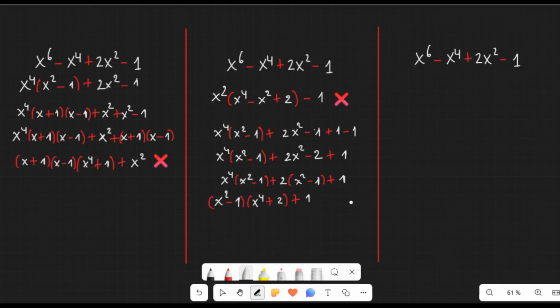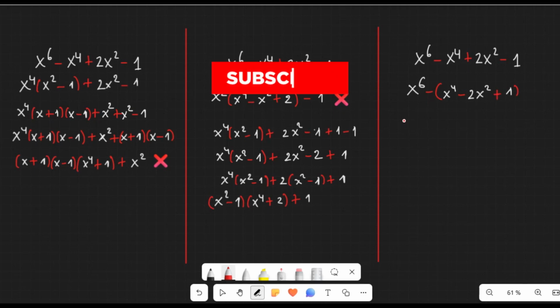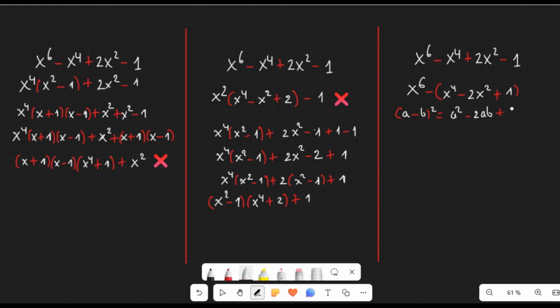Finally, in the third column, we try the definitive strategy that will lead us to the result. We extract a negative sign, grouping the last 3 terms and carefully inverting all their signs. We recall the powerful algebra formula of the perfect square binomial a minus b squared. We notice our parenthesis follows this rule, and we compress it to x squared minus 1, all raised to the square.